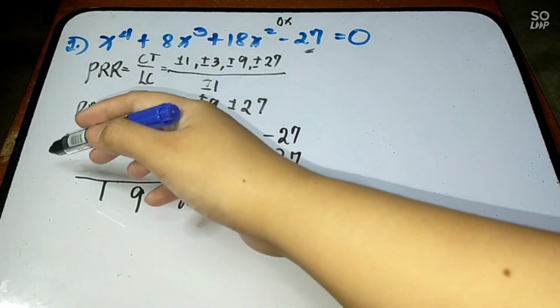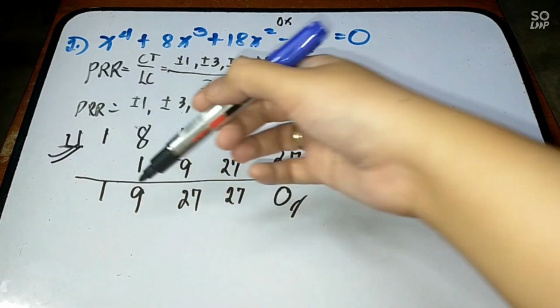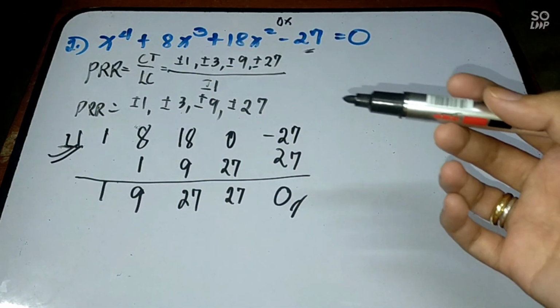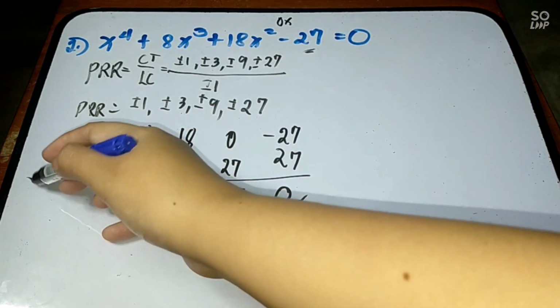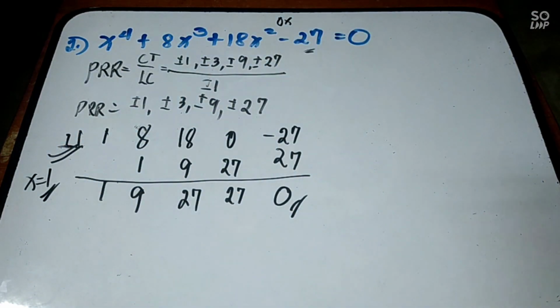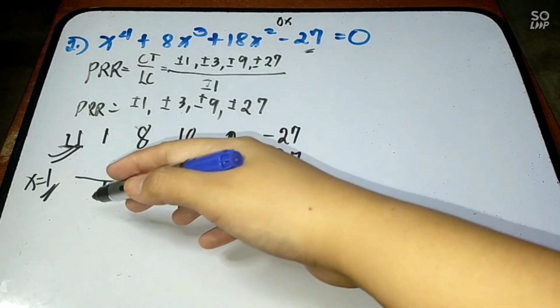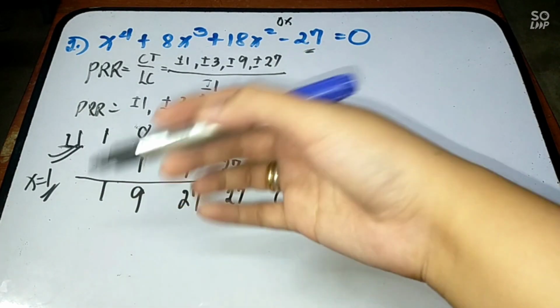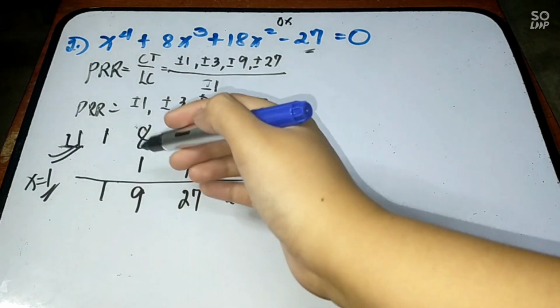That is it. So, therefore, ang isa mong roots is 1. X is equals to 1. So, ito yung isa mong roots. Nakakuha na tayo ng isa. So, tatlo na lang. Afterwards, this one, yung nakuha natin dito, change it into polynomial equation.